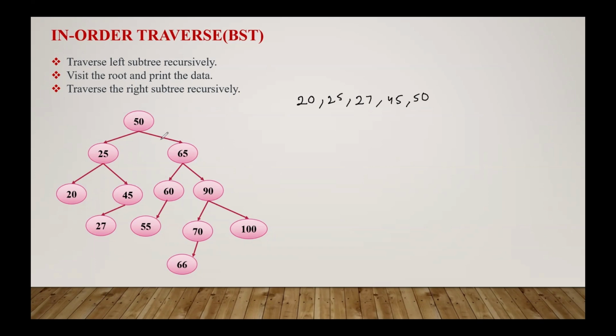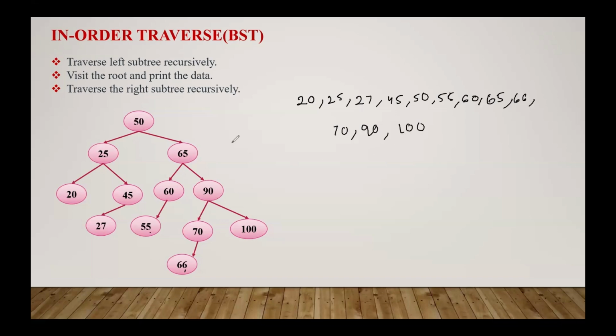So now 50 is done after the left, then we move to the right. First we visit the left. After 50, 55, then 60. In-order means after the left, the root can be printed, so after 60 we write down 65. Then we move on. So now 66, then 70, then 90, then 100. So this is the way the data is presented.